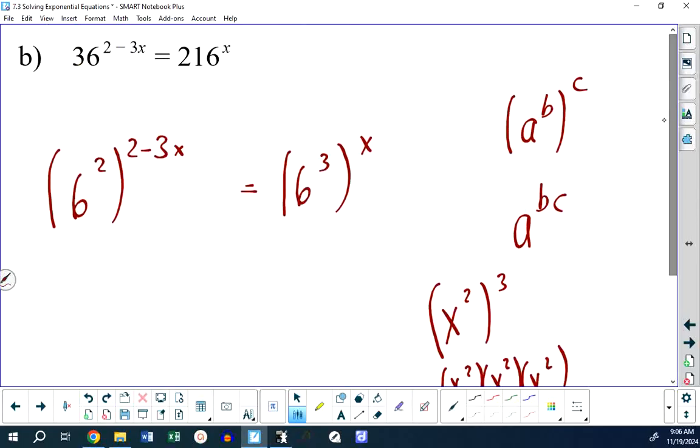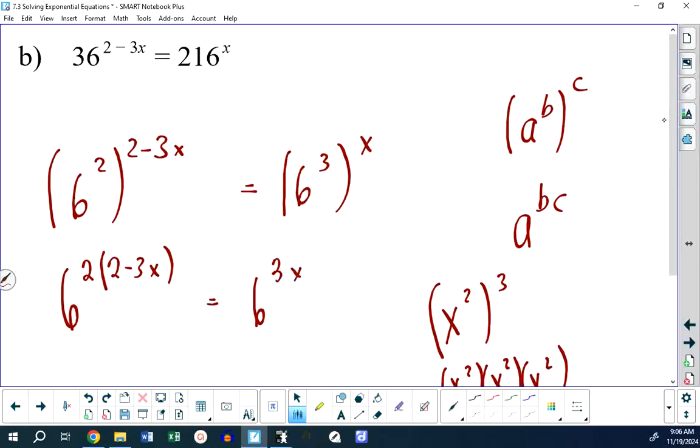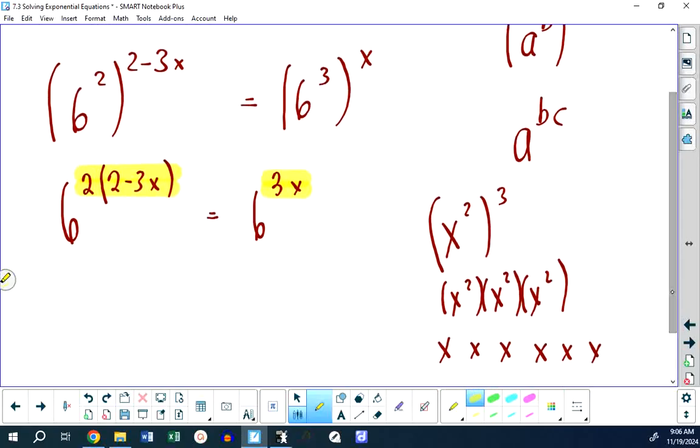And what this means is that this now becomes 6 raised to the 2 times 2 minus 3x, and this becomes 6 raised to the 3 times x. And it's at this point in time, you can of course say that these two exponents must be the same. They have to be equal to each other because the bases are equal. I guess I need to talk about this.